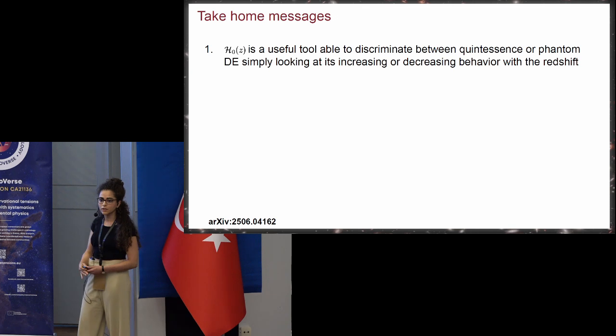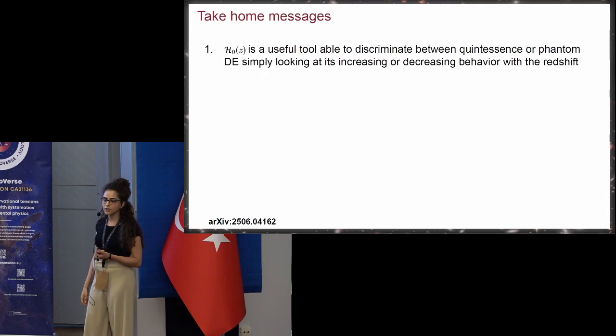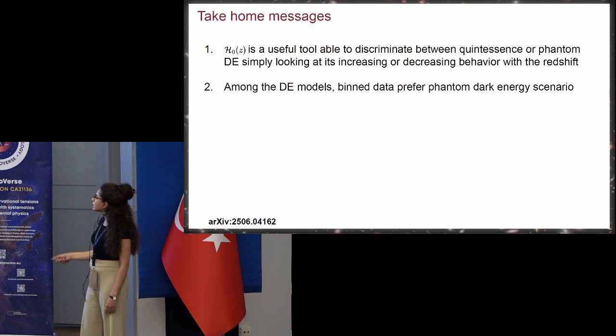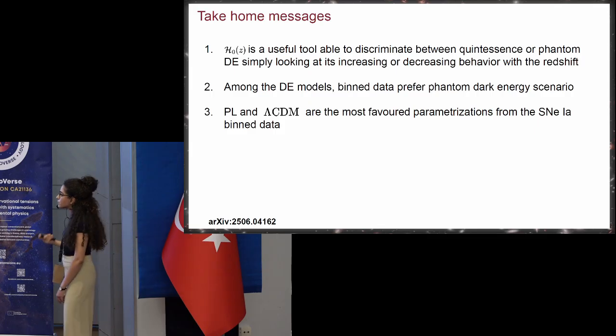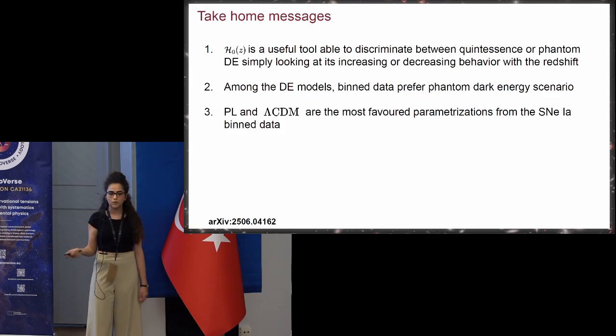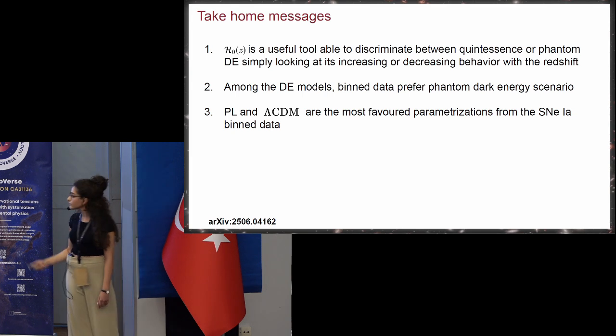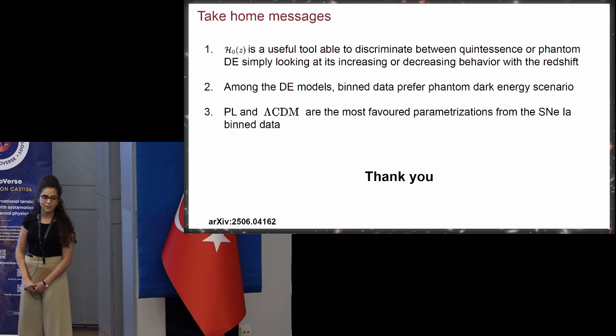So in conclusion, this H0 of z function is a useful diagnostic tool that can, in principle, discriminate between cosmological constant, quintessence, or phantom dark energy nature. Then from the test of the models, we see that the binned data prefers the phantom dark energy scenario. And lastly, the power law and Lambda CDM emerge as the most favored parameterizations from type Ia supernovae. So that's all. Thank you for the attention.